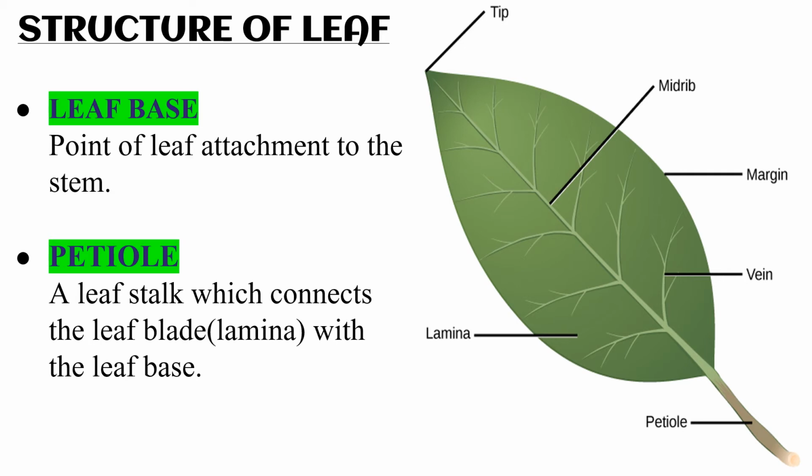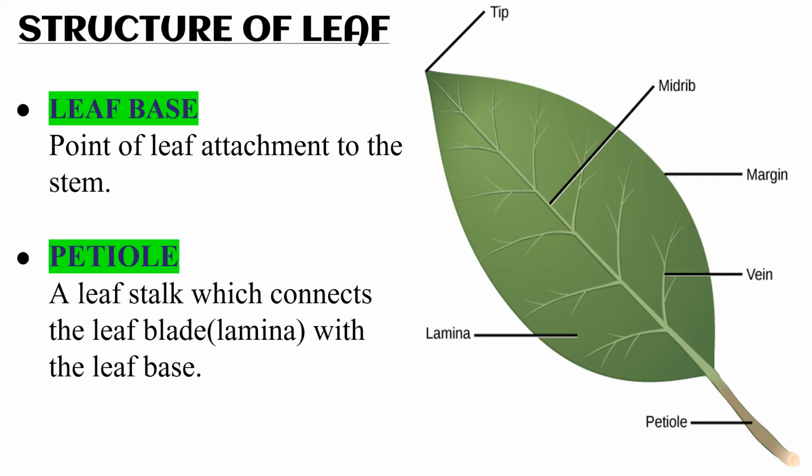Now students, let's learn something about leaves. We all know that leaves are also called the factories of plants or the kitchen of plants. The leaves are green and flattened structures. They arise from the nodes of stem and branches. Let's study structure of leaf.